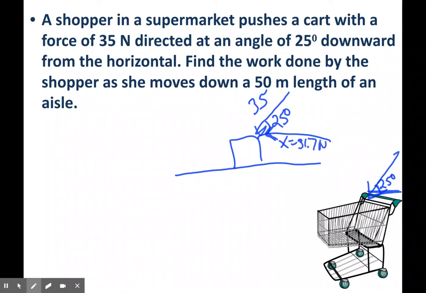Find the work done by the shopper as she moves down a 50-meter length aisle. It doesn't tell us anything about friction, nothing else. It only gives us that force. So that's all we're going to work with. So 50 times that 31.7 will give us our work. And we get 1585 joules.